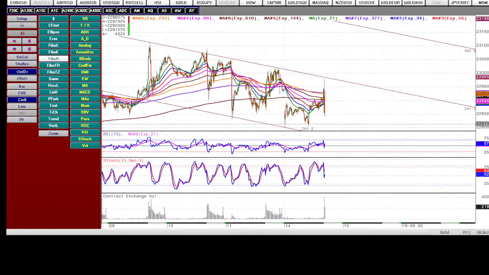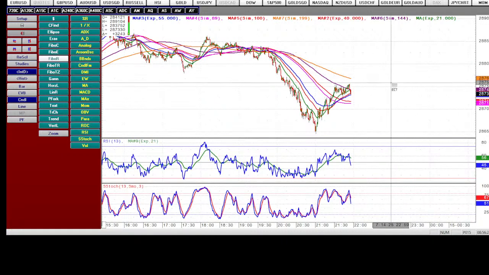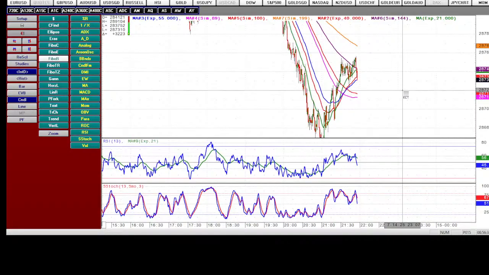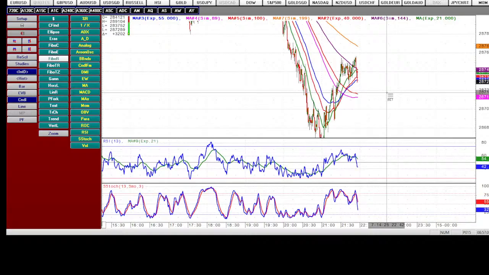Okay, the gold looks like it's coming off a bit. Okay, we missed the target by $1.50. Anyone holding any trades?